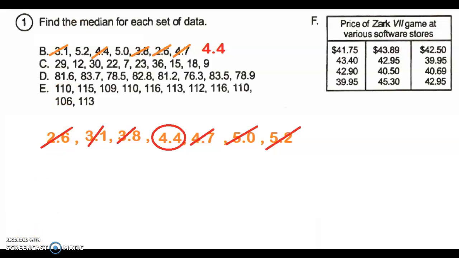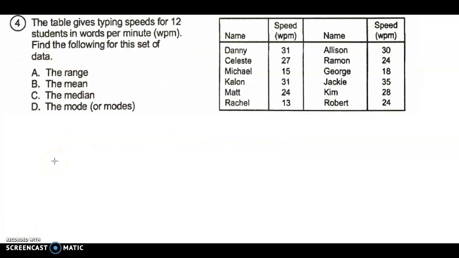I'm going to try one more with you guys. All right, so this is the last one I'm going to work on with you. This is number 4. I'm skipping all the way to the bottom because I wanted to go over all these real quick. So it says the table gives typing speeds for 12 students in words per minute, WPM. Find the following for this set of data. So again, the first step is to put it in order from smallest to biggest. And we're doing all of these kids right here.